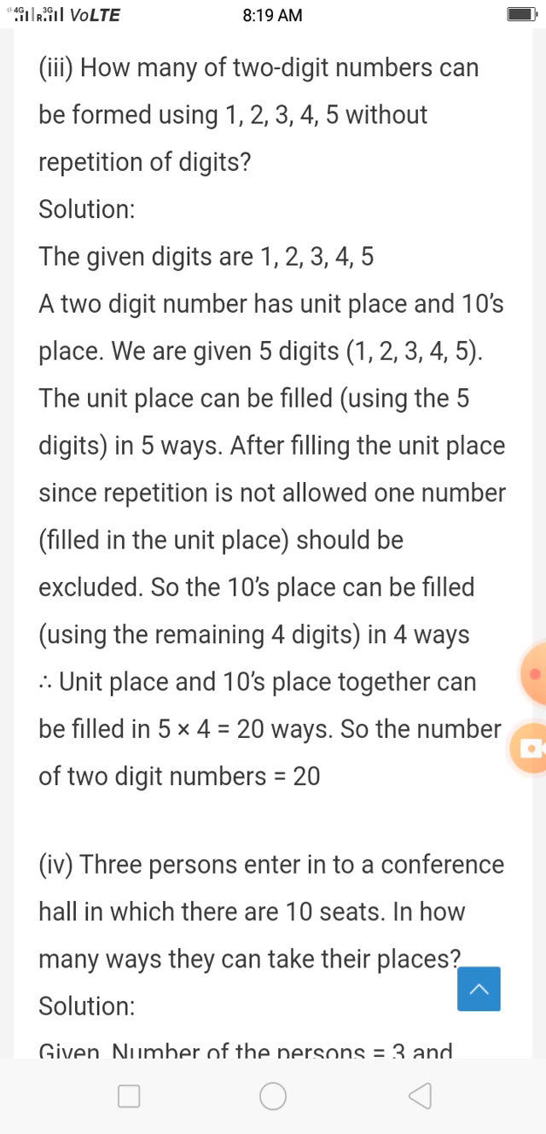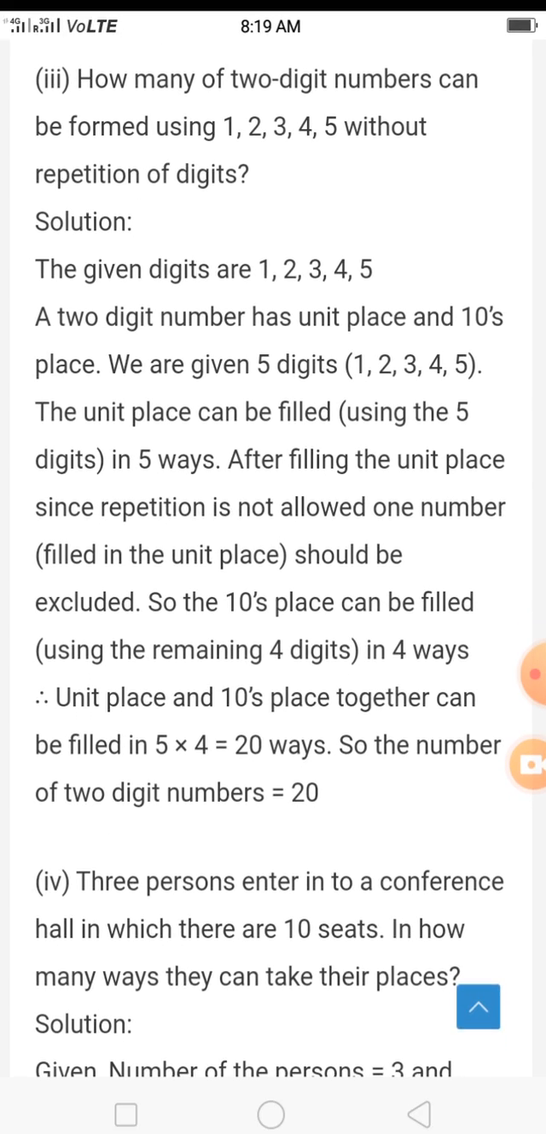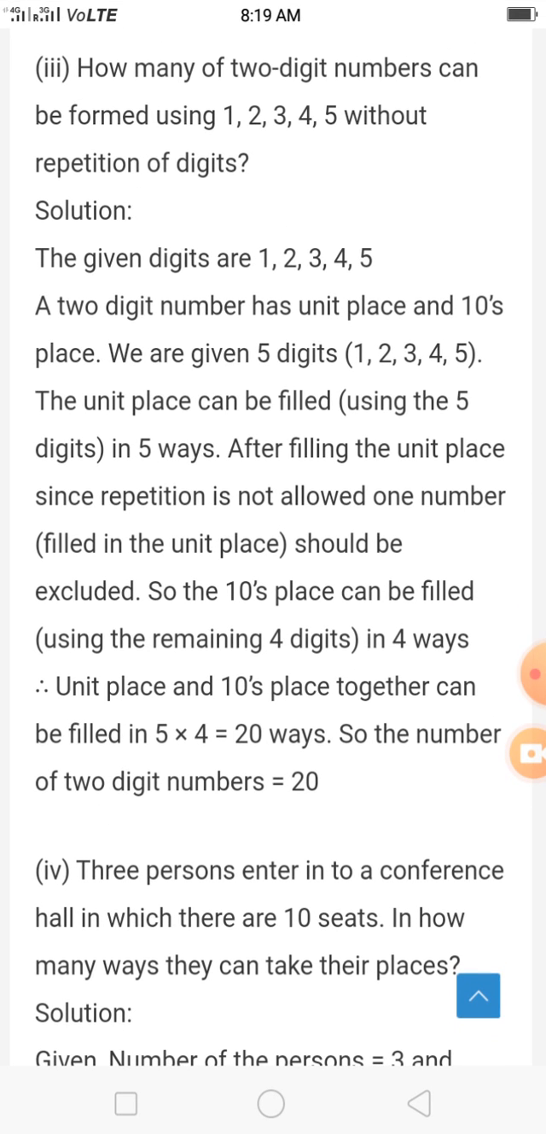So suppose I take 13. In the first place I already put 1, so again we don't need to put 1 again. That is a repetition. So that is without repetition. So the given digits are 1, 2, 3, 4, 5. What are the two digit numbers as a unit place and tens place? We are given 5 digits. The unit place can be filled using, no need to worry.